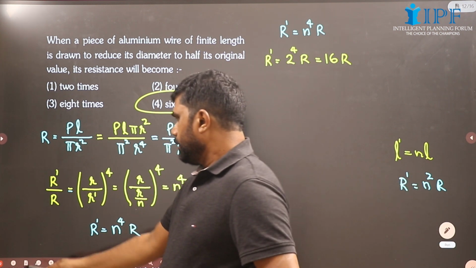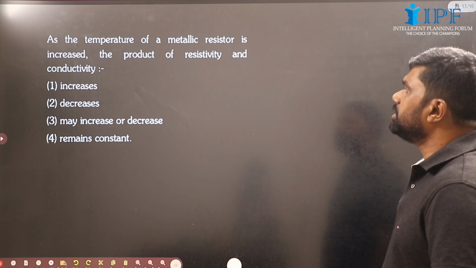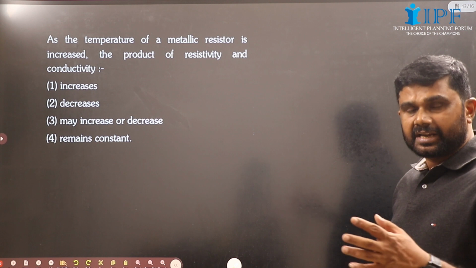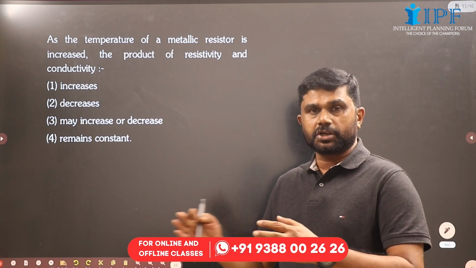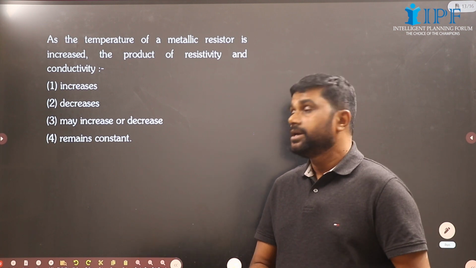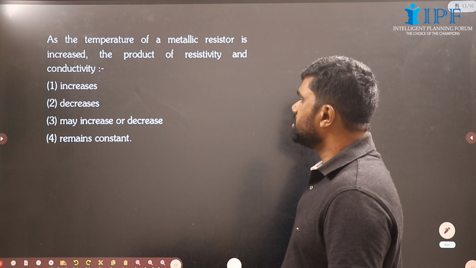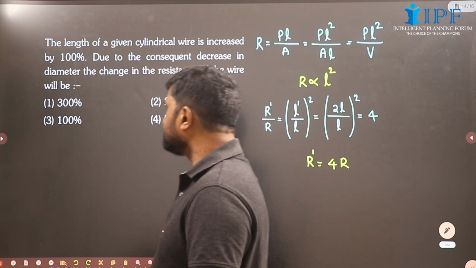Okay. Now, as the temperature of a metallic resistor is increased, the product of resistivity and conductivity. See, conductivity is the reciprocal of resistivity. So the product of resistivity and conductivity is 1, or it is a constant. And it is independent of temperature. Okay, it remains constant, that product.